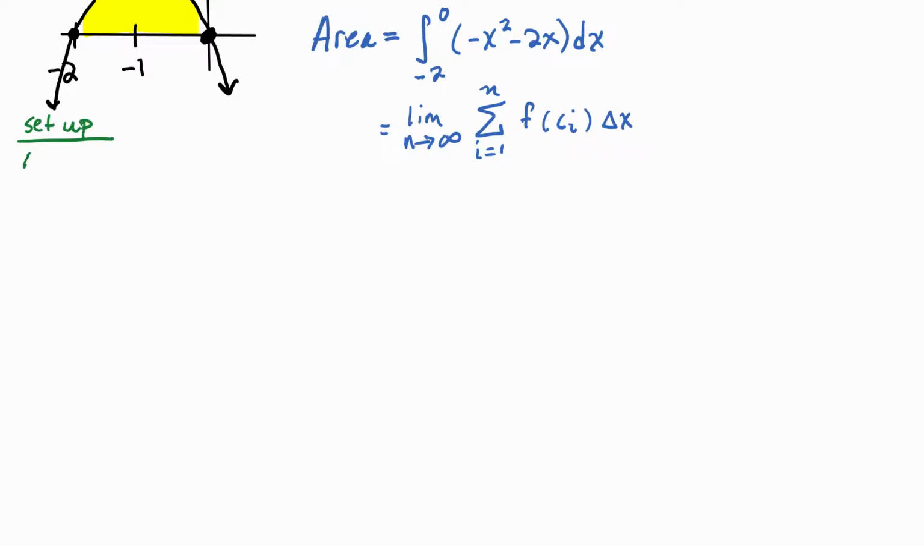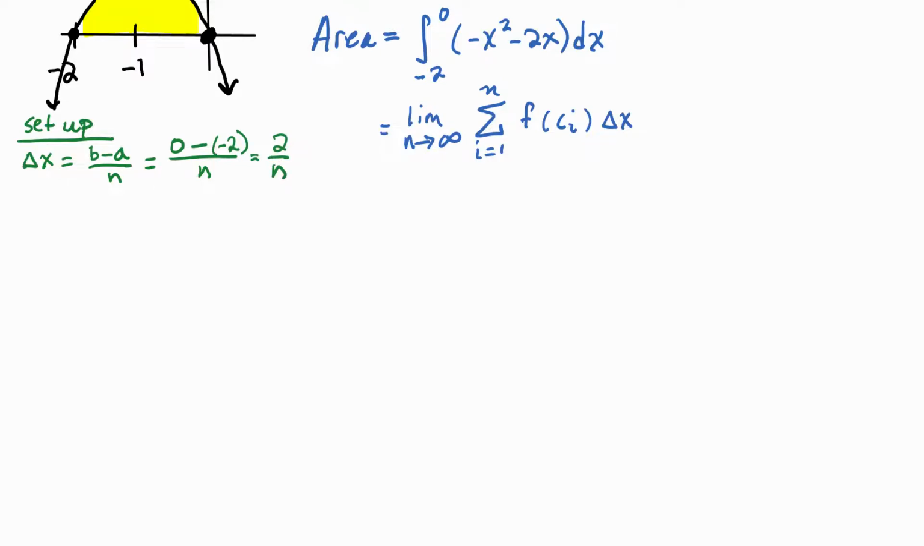We know delta x is always b minus a over n. So in this case, that's going to be the end of our interval, which is 0, that's the upper bound of the limit, minus the beginning of our interval, which is -2, and put that over n. So that equals 2 over n.